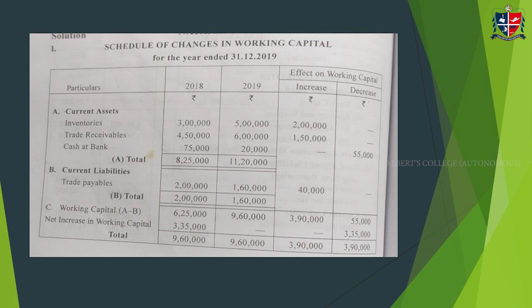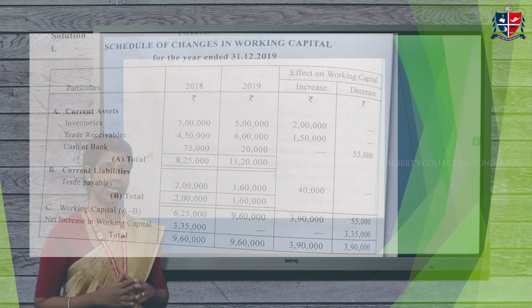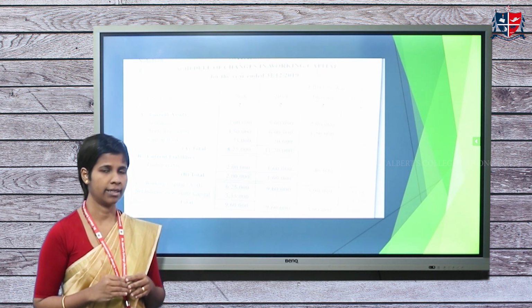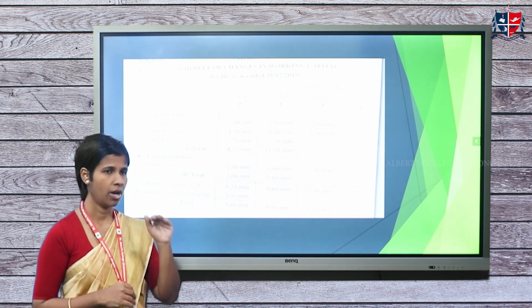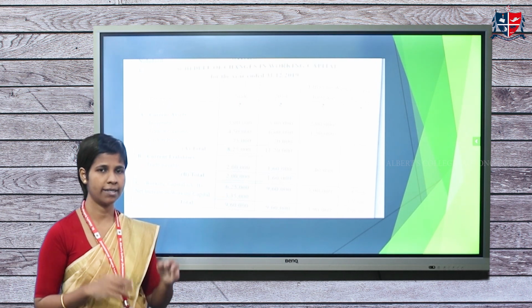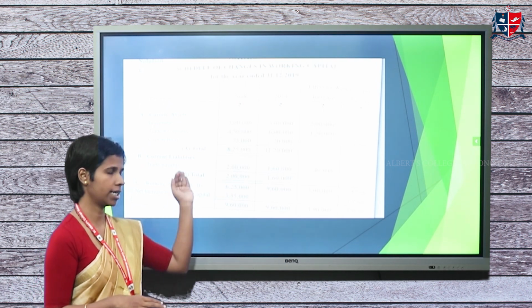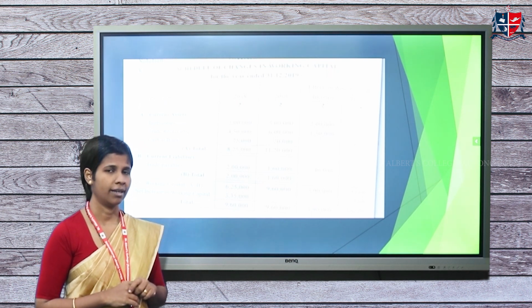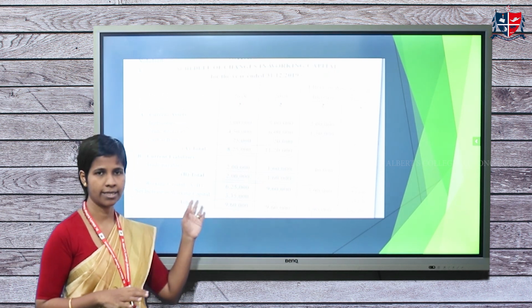It is one of the important statements we have to prepare before the preparation of the fund flow statement. This statement shows the net increase or net decrease in working capital. Here we consider only the current assets and current liabilities. No other items are taken from the balance sheet or from additional information. Only the current assets and current liabilities given in the balance sheet are taken for the schedule of changes in working capital. I hope you understand this topic.